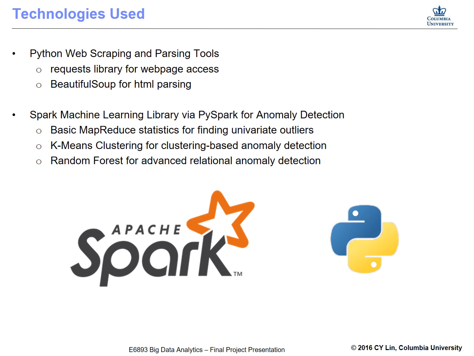For this project, I used Python for web scraping and HTML parsing, and the PySpark machine learning library for machine learning algorithms. The algorithms I've used are just a basic map-reduced statistics for finding outliers such as apartments with really low prices or really high prices. I used k-means clustering for cluster-based anomaly detection that takes into account the relationships between parameters, and a random forest for an even more advanced approach toward that relational anomaly detection.